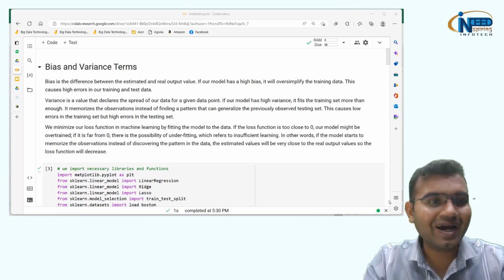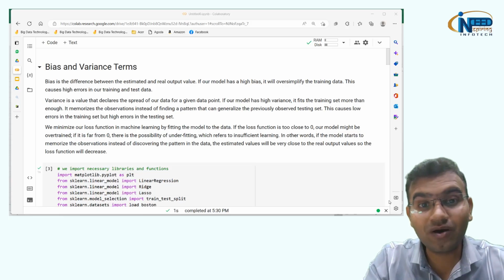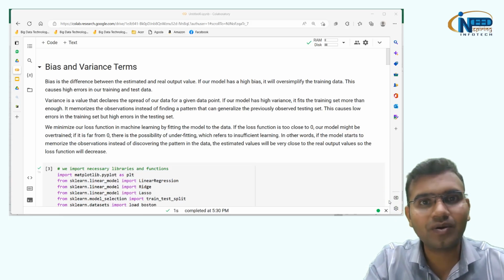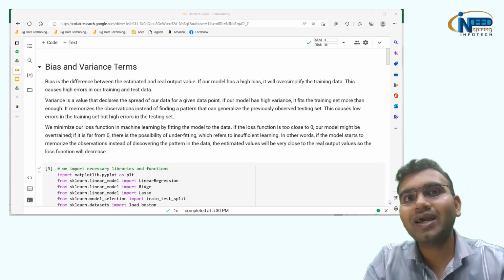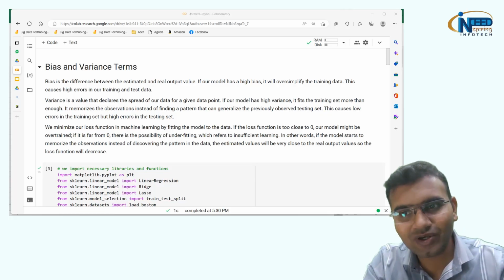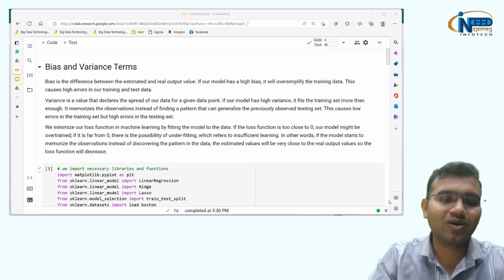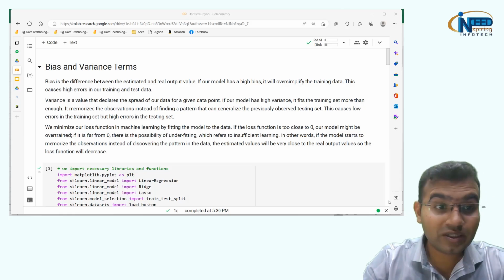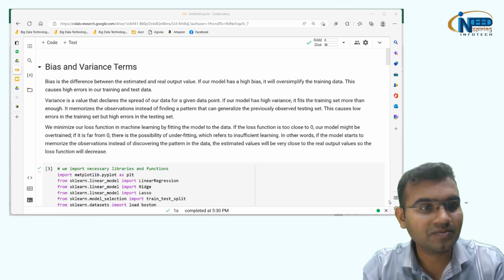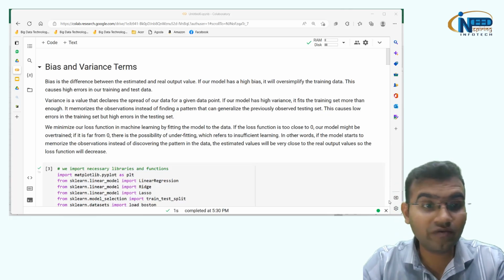So this basically means that the model has memorized the observation instead of finding the pattern that can generalize the model from the testing data. So memorizing is not a good concept. So finding out the pattern was the task of the model, so that it did not perform. So these are the two terms basically, which one is called as bias and the other one is called as variance. Now what do we want?